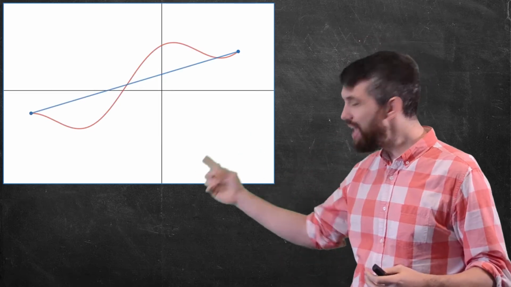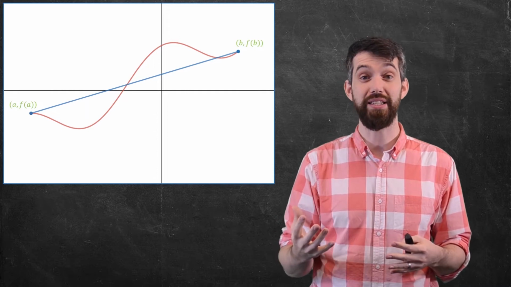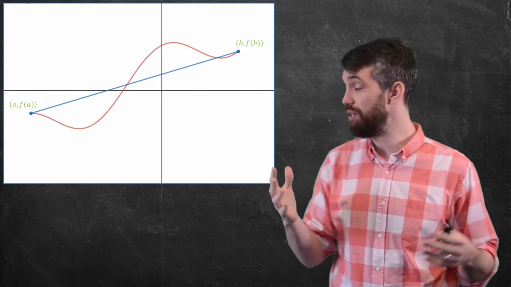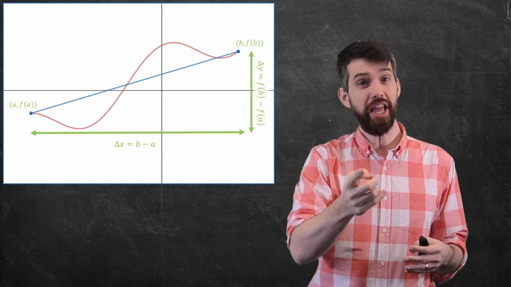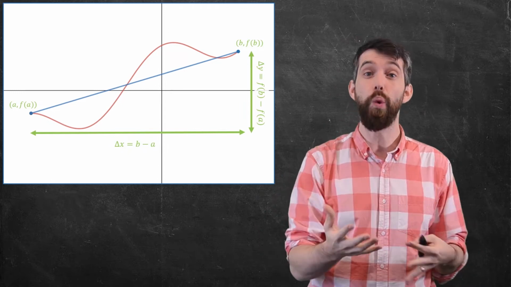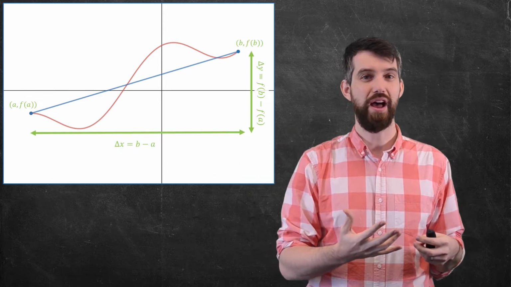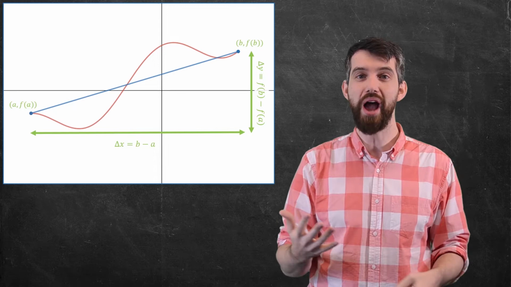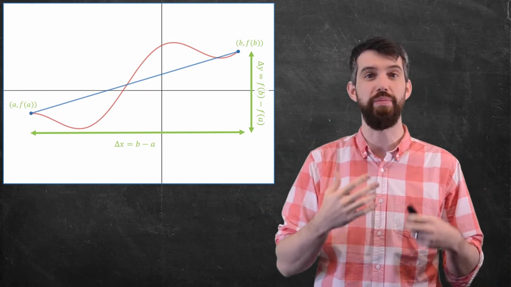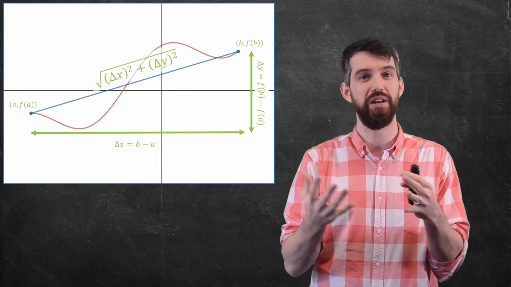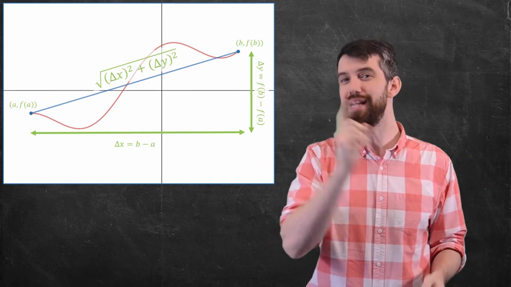Here I have a point a, f of a, and b, f of b. The change in the horizontal is delta x, which is just b minus a. The change in the vertical, delta y, is f of b minus f of a. If I have my delta x and my delta y, then the length of this line, my crude approximation by Pythagoras, is the square root of delta x squared plus delta y squared. Not bad, I can compute it. But let's go a little bit better.